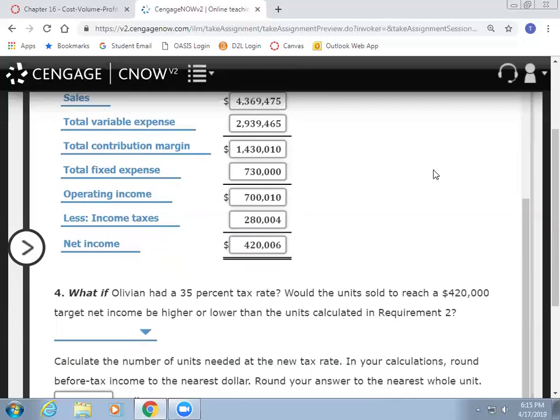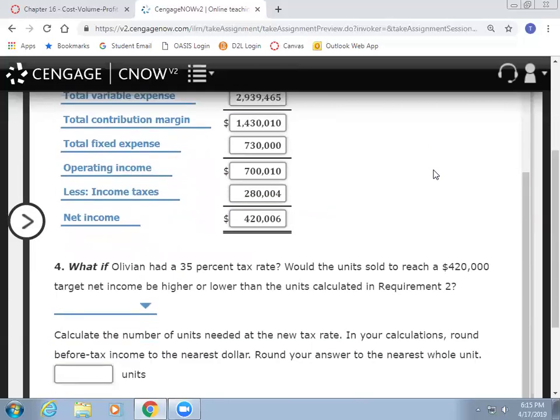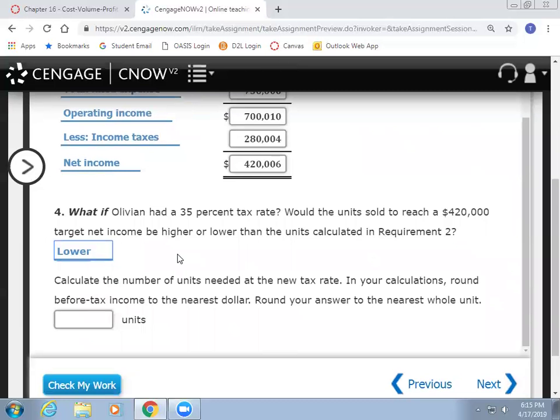And then we have a what if. It says, what if Olivian had a 35% tax rate? Would the units sold to reach a $420,000 target net income be higher or lower? Lower, right? Because we have a lower tax. Very good. And then, of course, you calculate the number of units needed at the new tax rate.